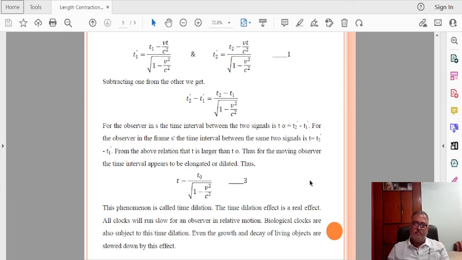In this way, in the theory of relativity, length contraction and time dilation are very important aspects, discussed using the Lorentz transformation equations. They may be asked in the coming examinations, so prepare for all these aspects.